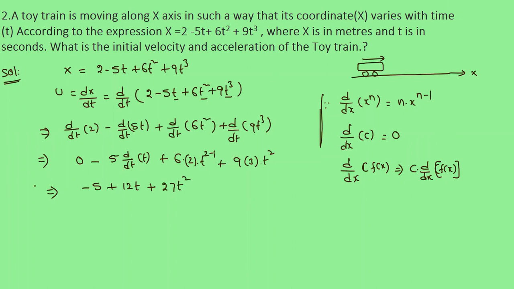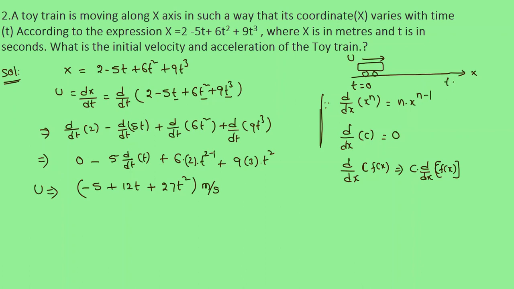This is the velocity term, in meters per second. If you know after how many seconds it is asked, you can find the exact value in numbers. If it is the initial velocity, t is going to be 0, because the train started at t equals 0 seconds, and whatever velocity the train has at that time is called the initial velocity.